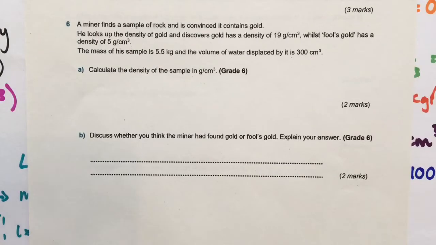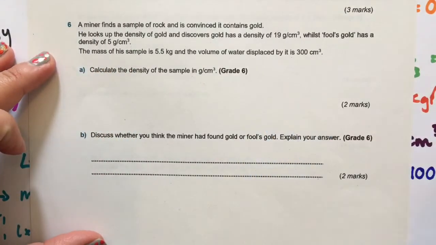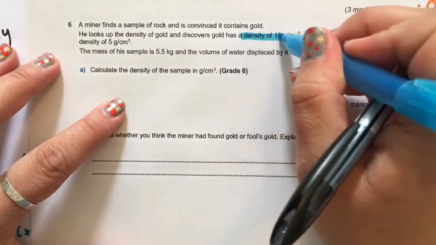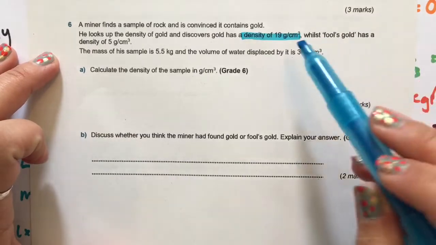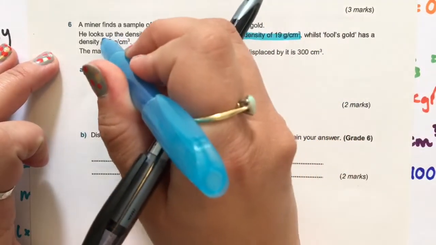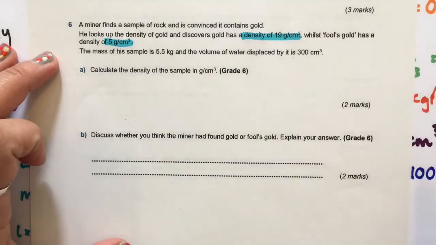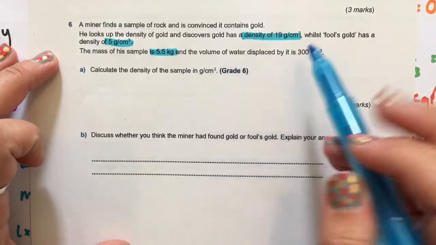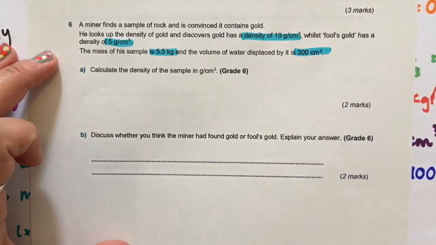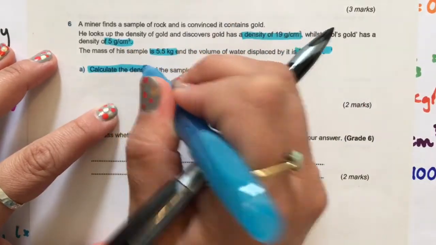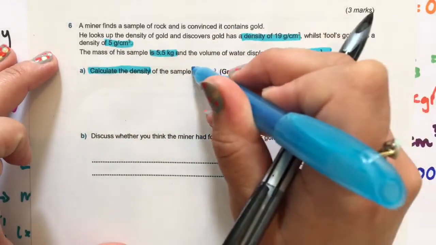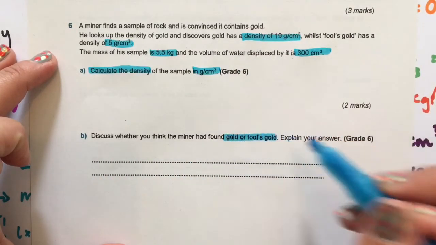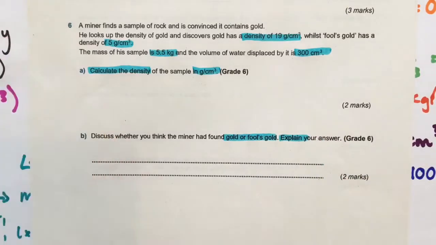A miner finds a sample of rock and is convinced that it contains gold. He looks at the density of gold and discovers gold has a density of 19 grams per centimetre cubed, where fool's gold has a density of 5 grams per centimetre cubed. The mass of his sample is 5.5 kilograms, and the volume of water displaced by it is 300 centimetres cubed. Calculate the density of the sample in grams per centimetre cubed. Discuss whether you think the miner has found gold or fool's gold, and then explain your answer.